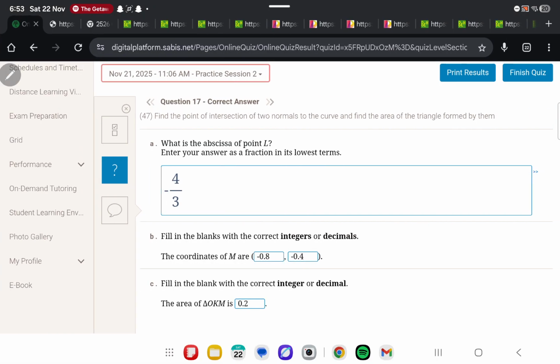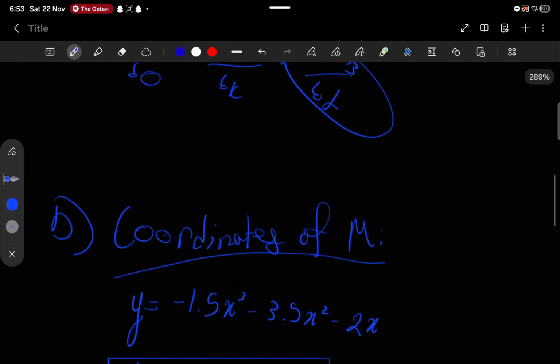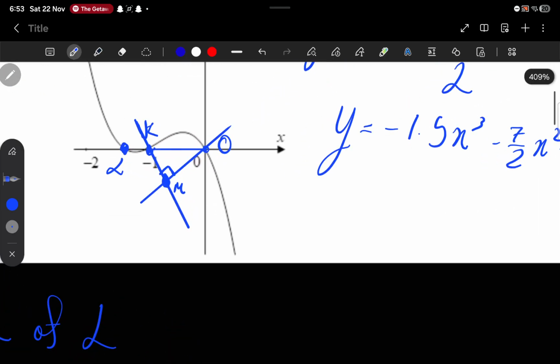Done. Now the area of the triangle OKM. You can see here that this looks like a right triangle. You know why? Because it is. But obviously, we have to show it in the exam. And on the computer part, no one will care. They are. I'm telling you from now, they are. But how? This is my question.